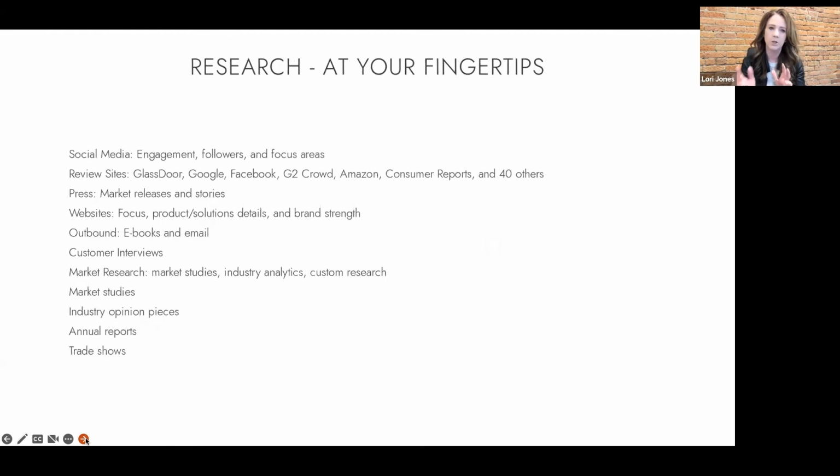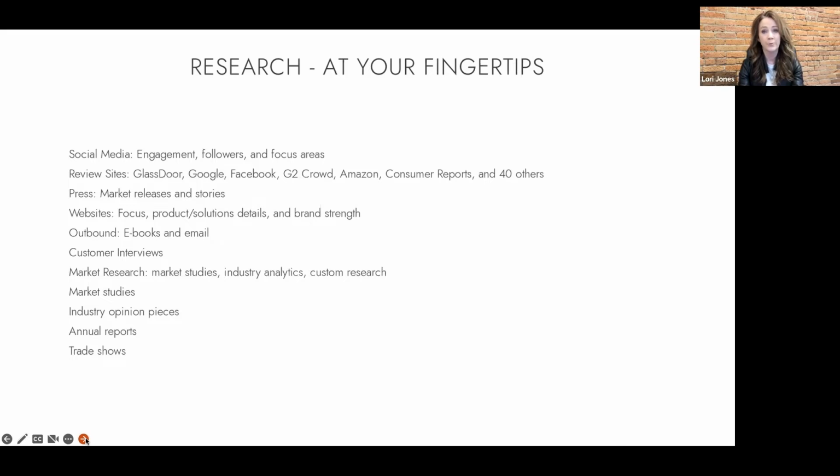Then what we're going to do is how do we obtain all of this information? So this is a short list of research that is at your fingertips. What we do when we're developing a POP/POD analysis is take a look at social media. What is the engagement? Moreover, what are people saying? So what are they saying about your brand, about the competition? Those are great research areas to ultimately tell us where we should focus.